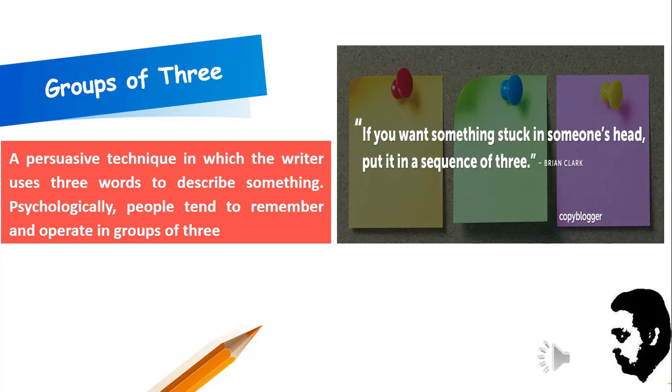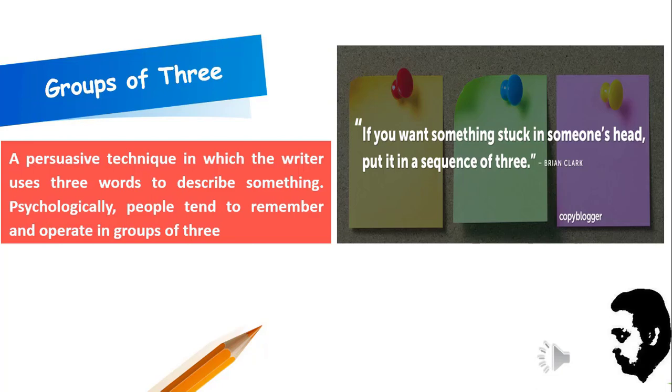Groups of three. As a persuasive technique, using groups of three is very common. By using it, the writer or the author uses three words to describe something. But why three?